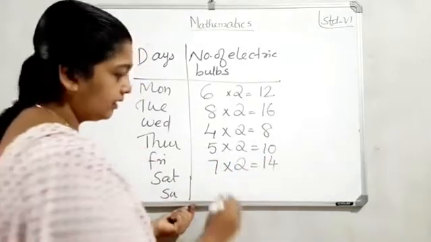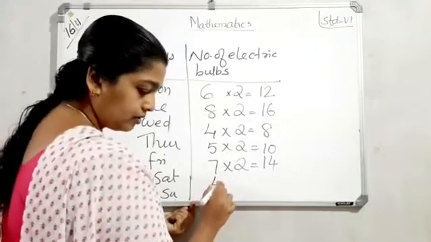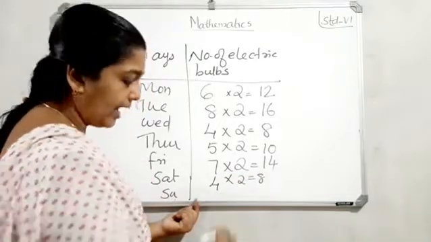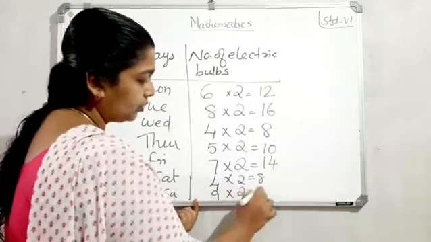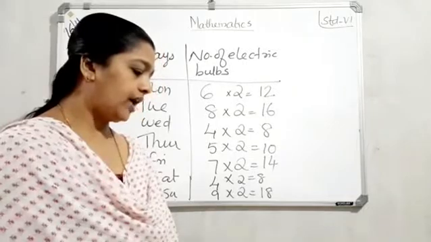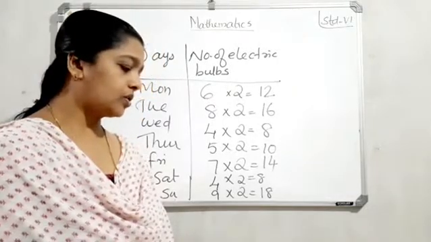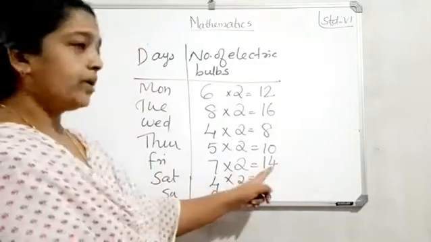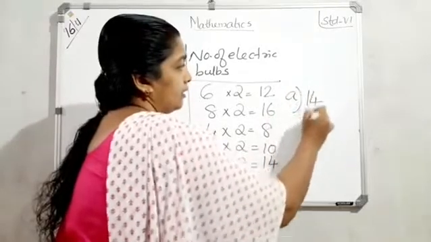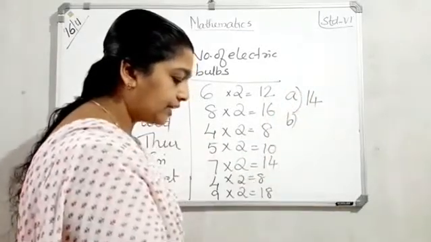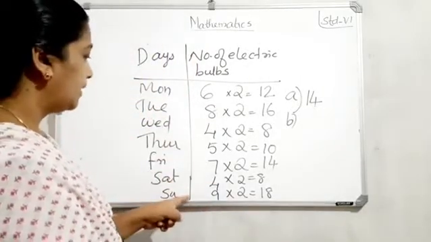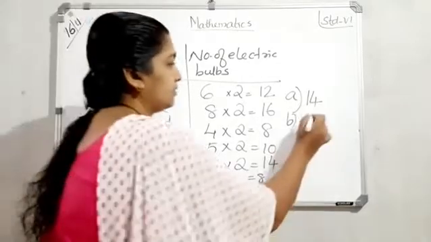Next Saturday 4 into 2, that equals 8 bulbs. And Sunday, how many? 9. 9 into 2 equals 18 bulbs. Clear? Yes. Next, observe the pictograph and answer the following questions. How many bulbs were sold on Friday? Friday, how many? Write the answer. 14. Answer 14. Then B. Which day were the maximum number of bulbs sold? Maximum number. Here which day? Yes, 18. That is Sunday.